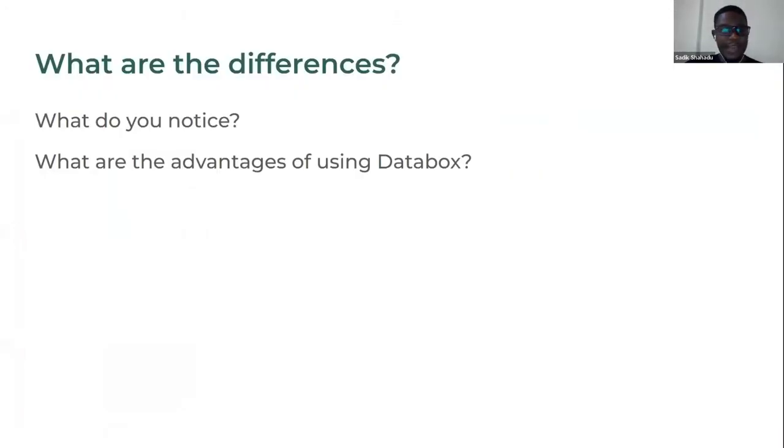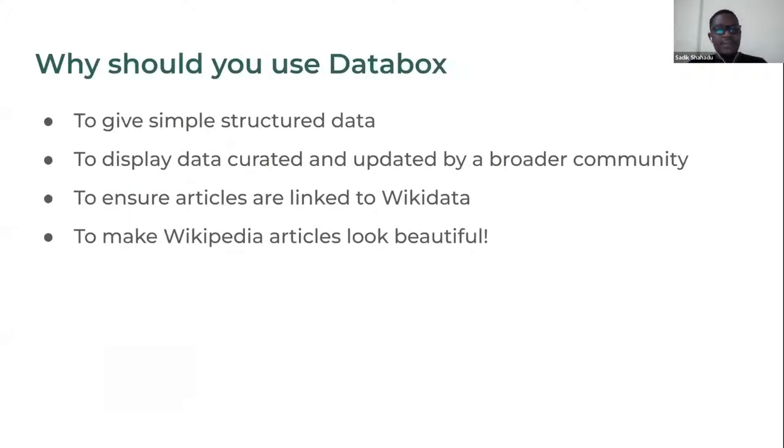So now that we have noticed the difference, why should everyone use Databox? If you ask me, I'll say it gives simple structured data, because Wikidata is multilingual and structured data. When you connect Wikidata to Wikipedia articles, it gives you the structured data that you like, very simple and beautiful. The second advantage is that it displays data curated and updated by a broader community. We know that Wikidata is collaboratively edited by many people, you have the chance to add information in your language, and anybody can contribute to Wikidata.